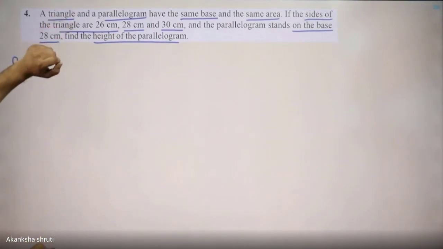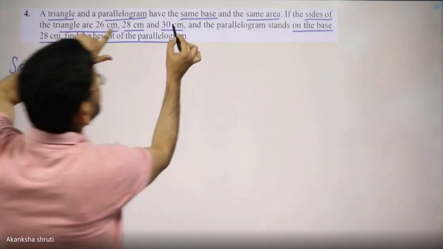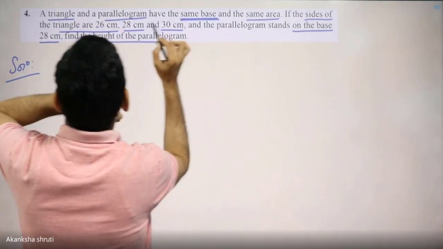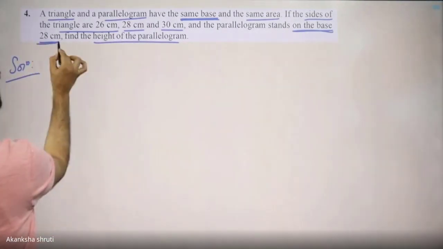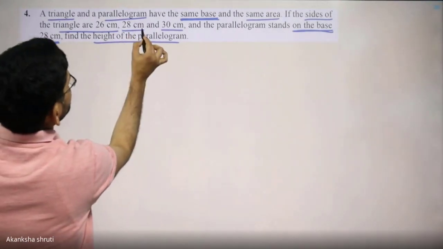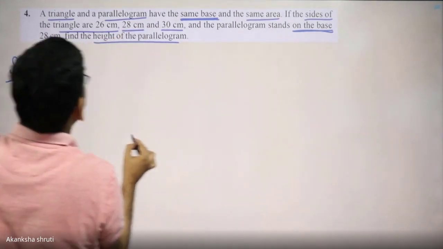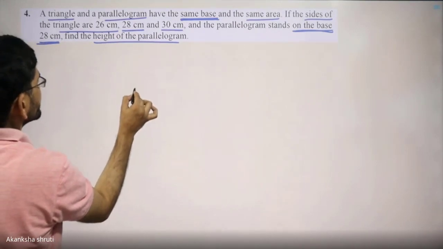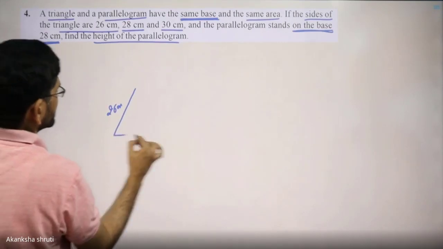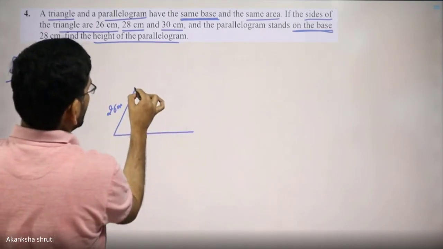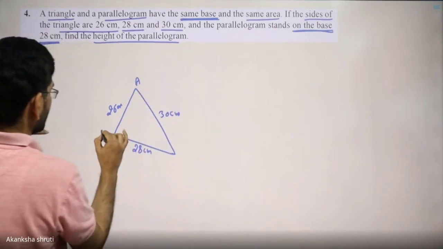Students, first we need to draw the figure carefully. Here it is given that a triangle and a parallelogram are on the same base, and the same base is the 28 centimeter side length of this triangle. The triangle has side lengths 26, 28 and 30. Let us consider this as 26, then take the other one as 28 and another as 30. Let us consider the triangle ABC.